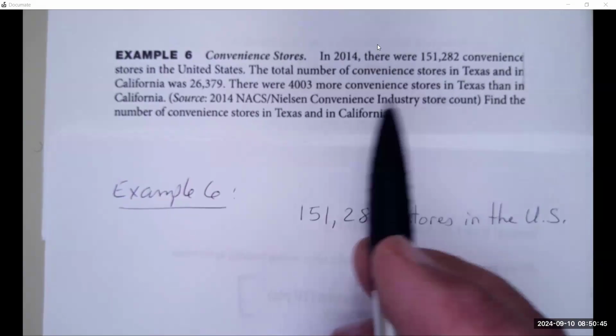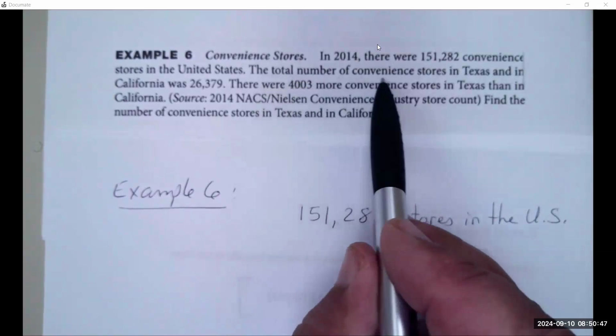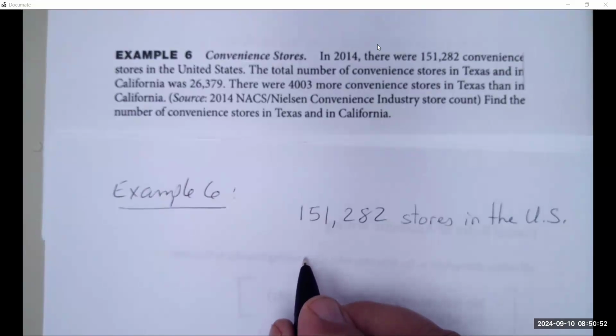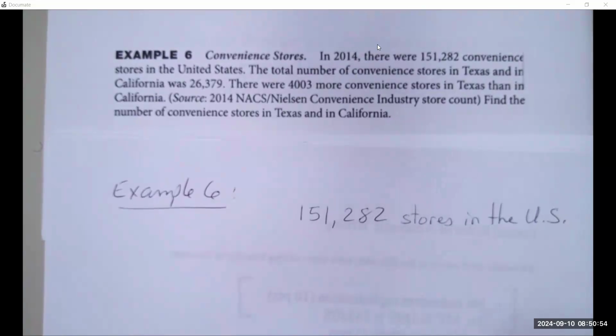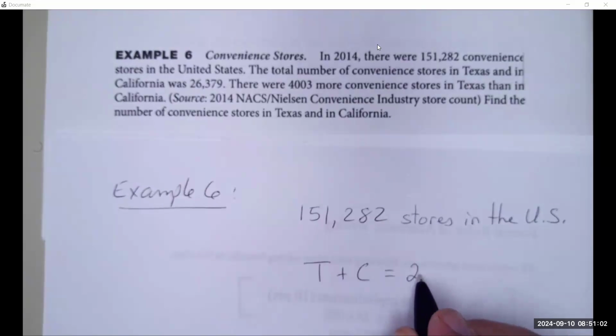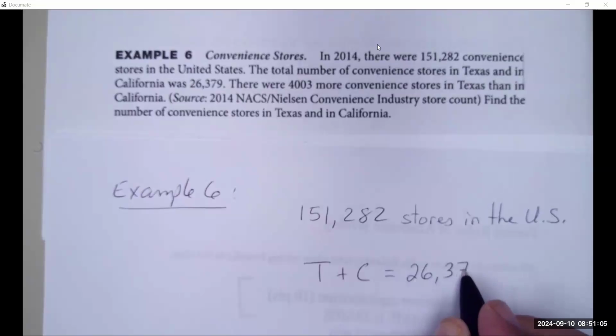The second statement: the total number of stores in Texas and California is 26,379. So how do we put that in math? T plus C equals 26,379.